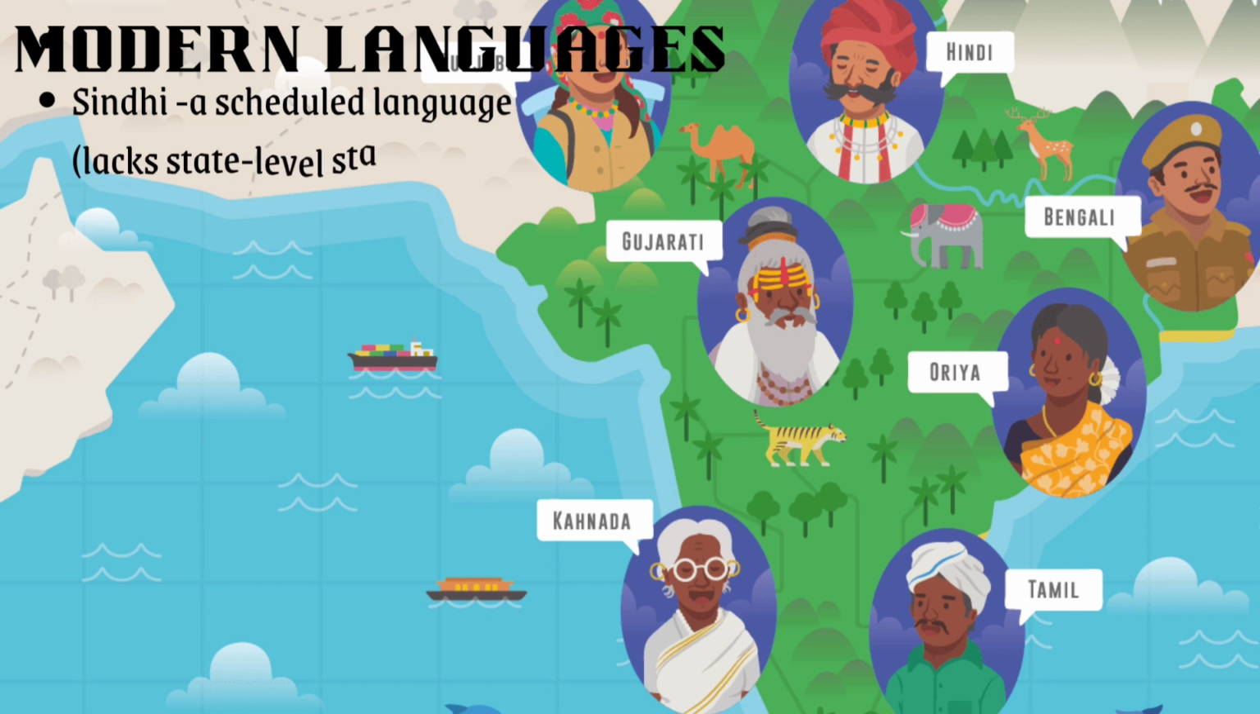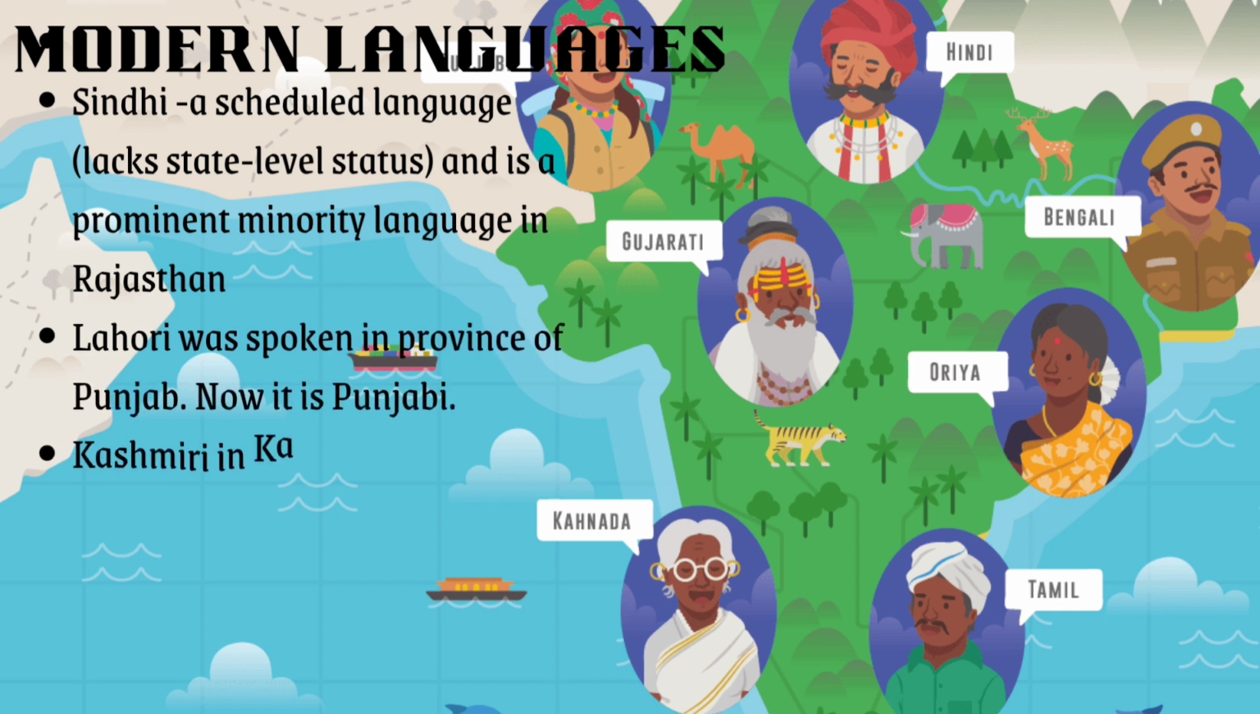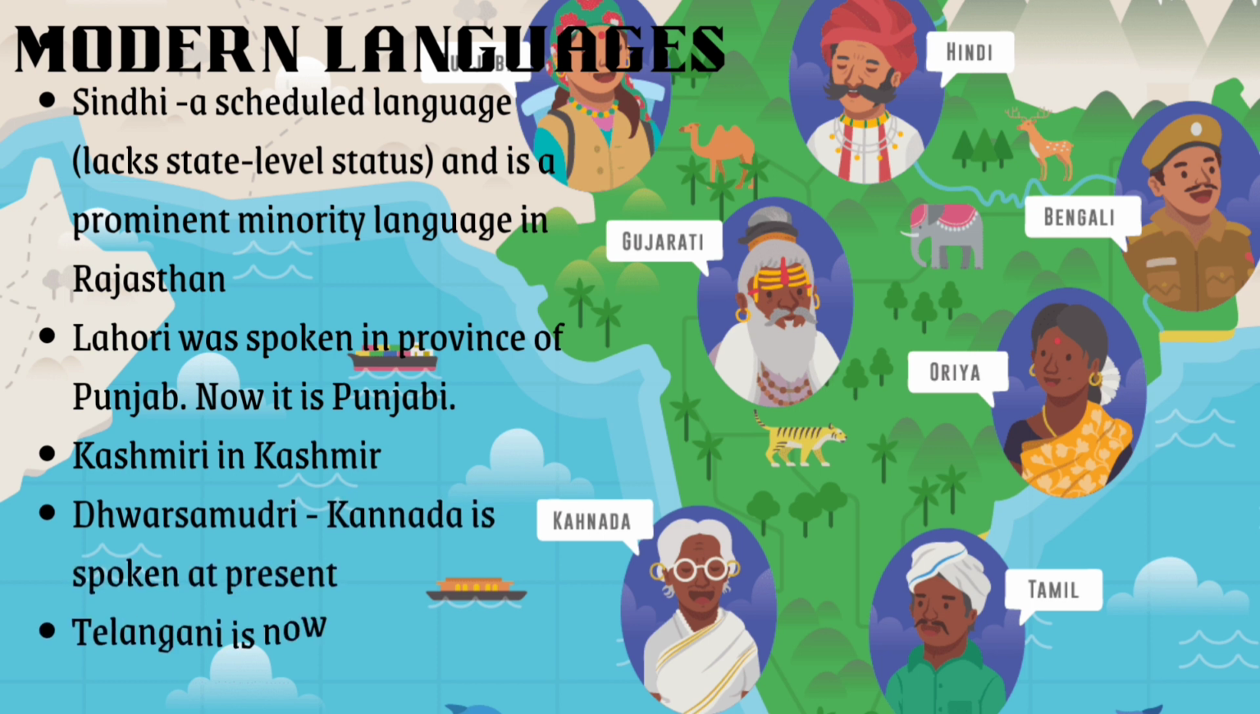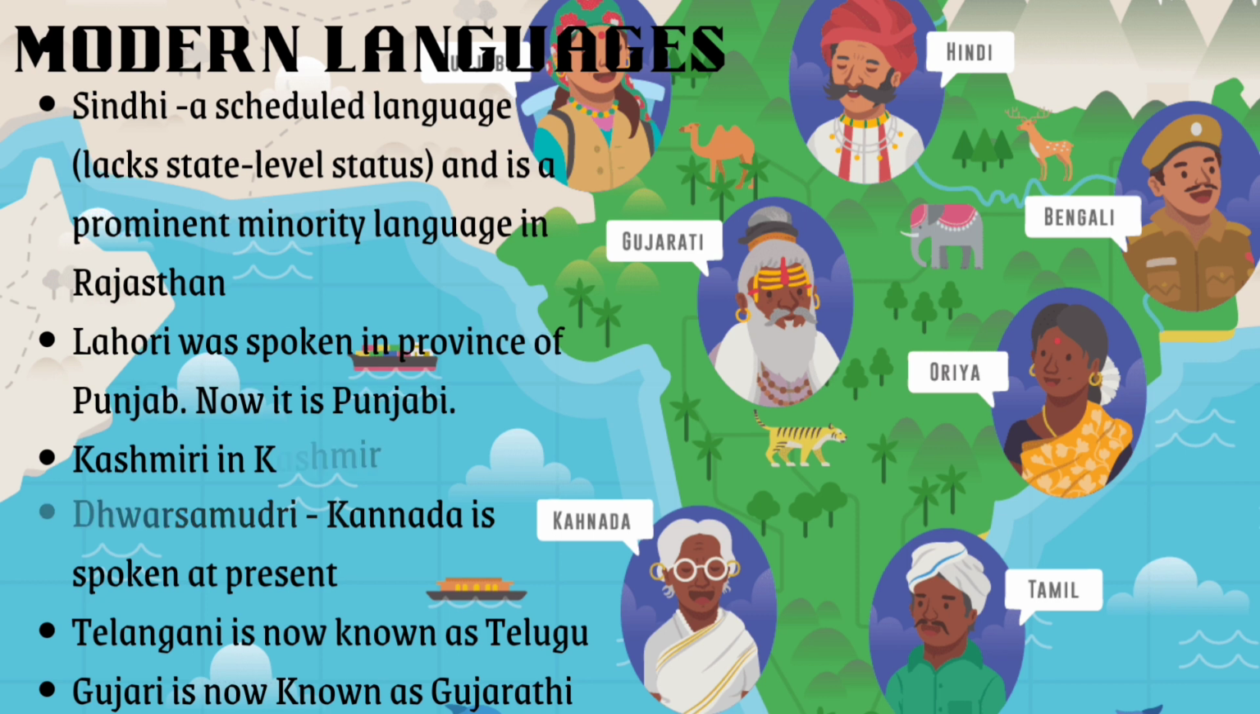So Amir Khusro talked about Sindhi. Sindhi is now a scheduled language. It lacks state level status and is a prominent minority language in Rajasthan. Lahori was spoken in the province of Punjab, and now in Punjab they speak Punjabi. Kashmiri is there in Kashmir. Dwarsamudri was the language of southern Karnataka. Now it is Kannada. Telangani is now known as Telugu and Gujarati is now known as Gujarati.